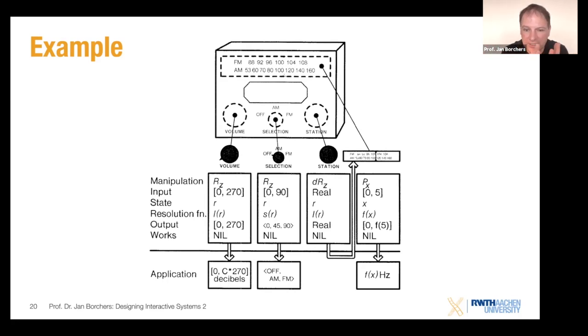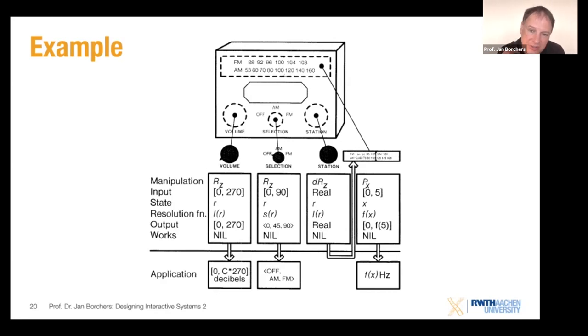And this position x, which you can see on the right-hand side of our diagram here, is then basically the current state of the input needle. The station needle is only between 0 and 5, and it's moving continuously, but it's not moving outside that interval. So in that way, it's similar to what we get with the volume button, for example. But it's moving linearly, not a rotary movement.